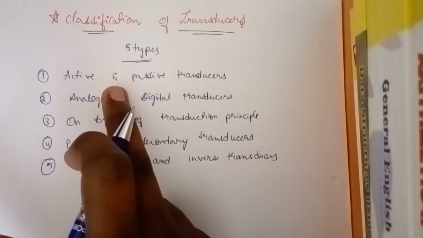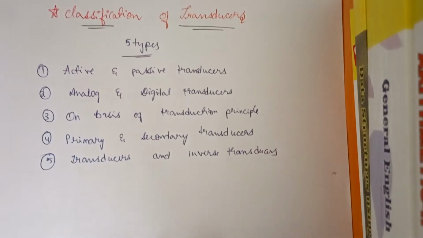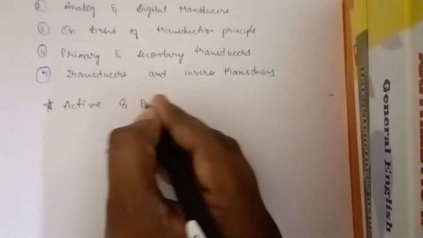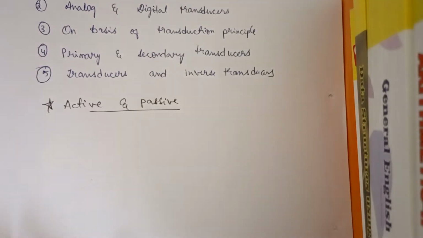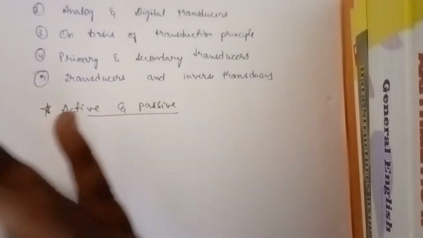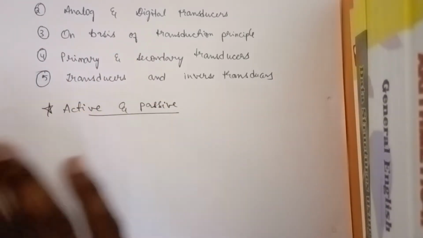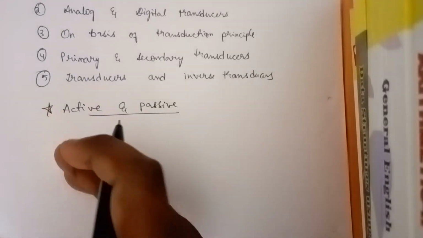Coming to the first type, active and passive transducers. First, what are active transducers? Active transducers do not require any external source of power. The active transducers do not need any external power supply to be given. They are self generating type of transducers.